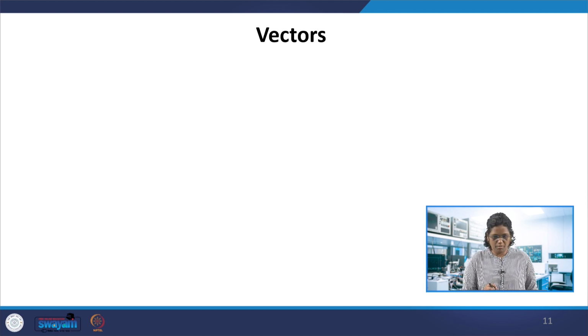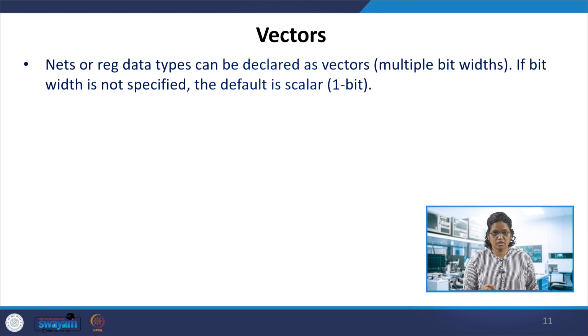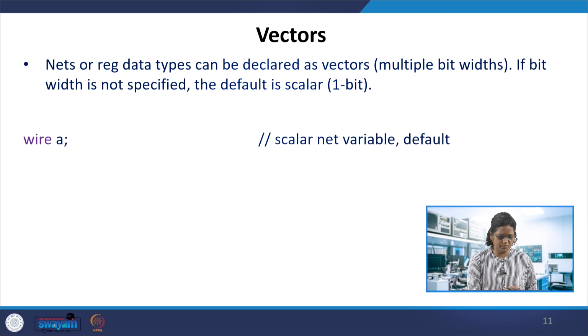Coming to the vectors, the net or the reg data types can be declared as either single bit or multi-bit vectors. If we say wire A, we are not specifying any bit width, which we had seen already also.